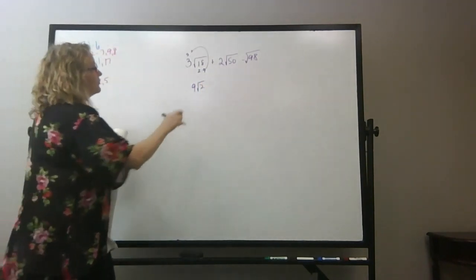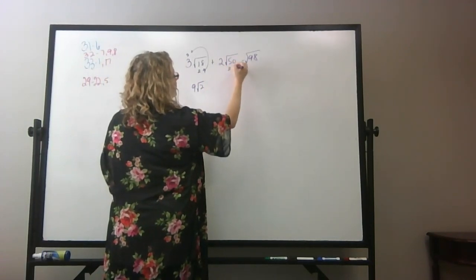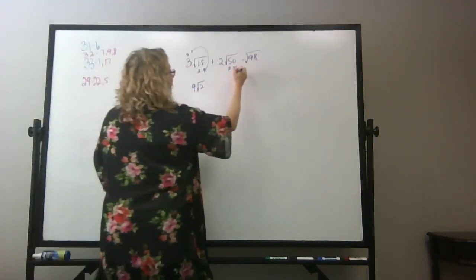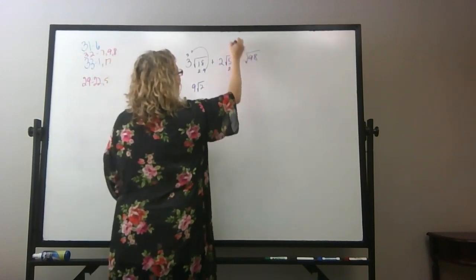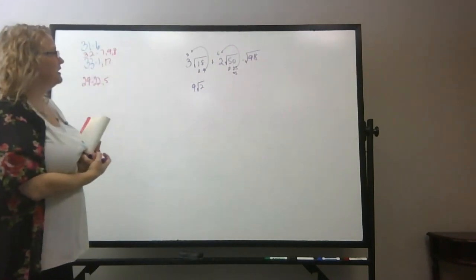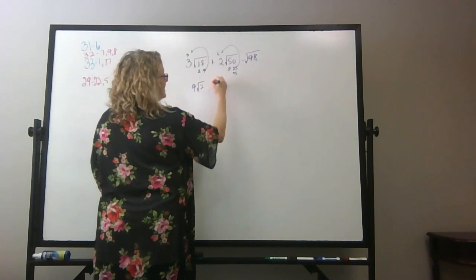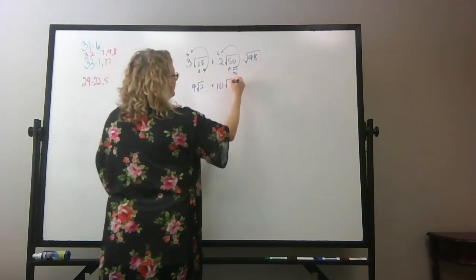Okay. Over here, we know with the 50 that 50 is 2 times 25, right? And that 25 is 5 times 5. So this 25 gets to come out of here as a 5, which I'll multiply by the 2. And I'm left with a 2 underneath there. So 5 times 2 is 10. And I'm left with this 2.